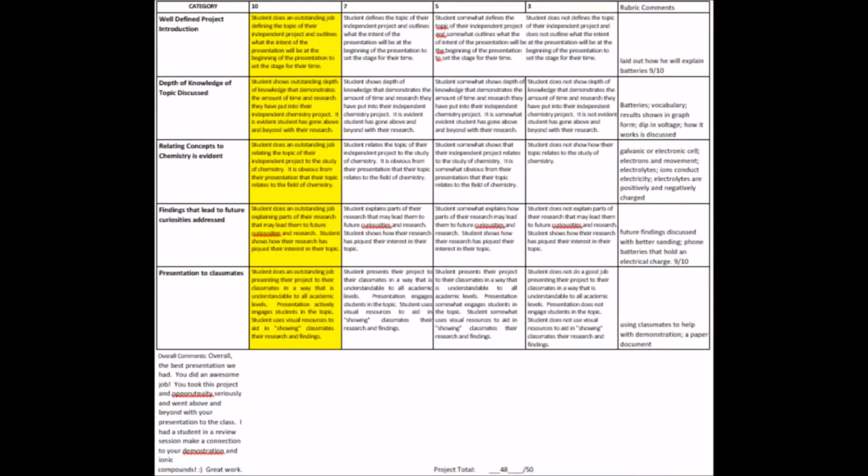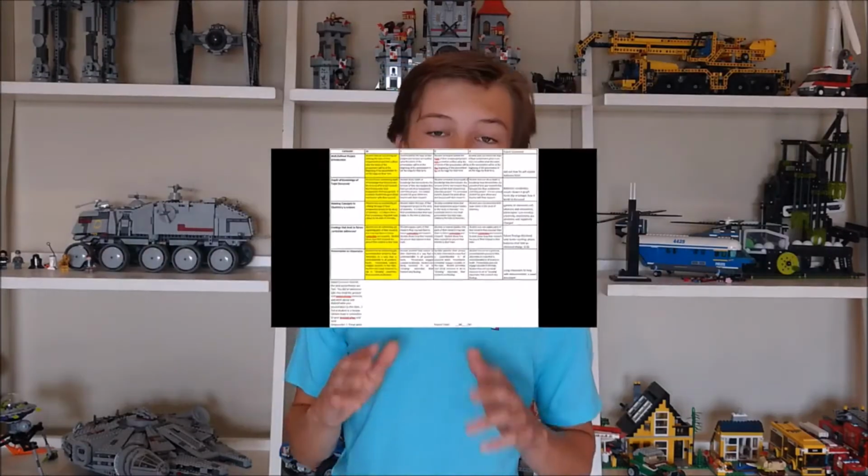Now, here is what I got as the grade. So at first glance, it looks really good with all the highlighted yellows, right? They're all in the 10 category. I was really hoping for a 100, but looking at it, I went all the way to the bottom and I saw 48 out of 50. It's a 96%.